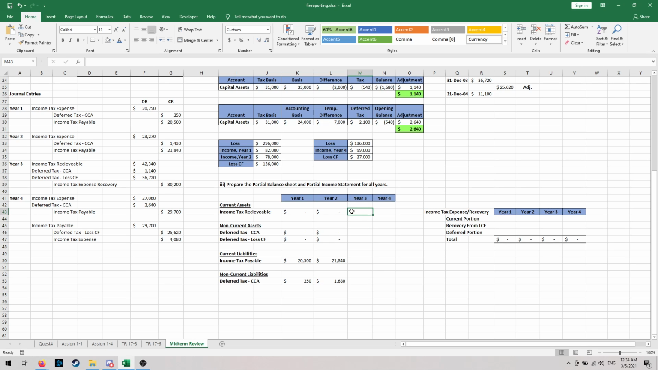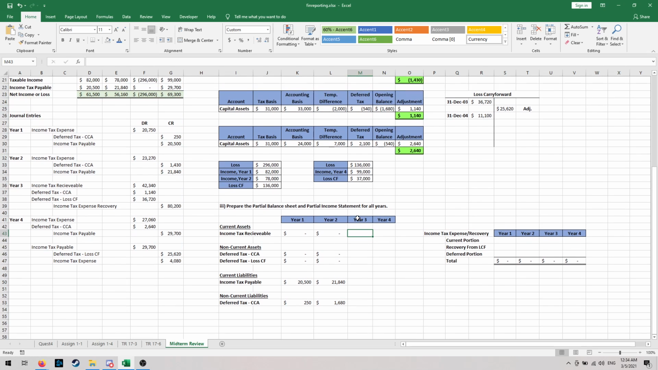So then we had income tax receivable in year 3. We actually did recover. We did receive a refund on our income tax in year 3. It's equal to the full value of the income tax we paid in the previous 2 years. We could really source it from anywhere, but it's equal to the full value, so we'll just get it from here, of $42,340.